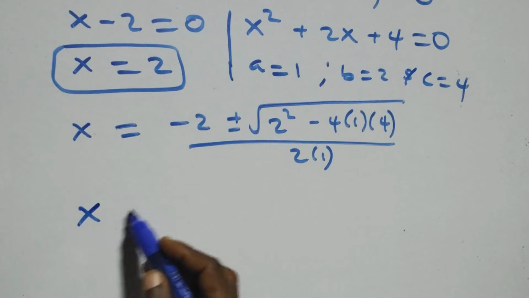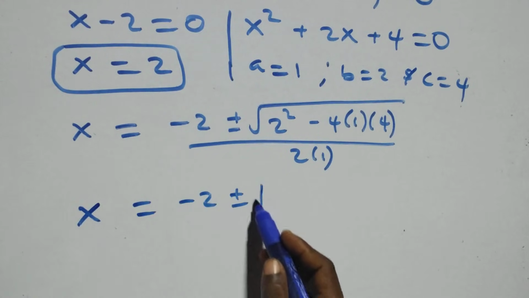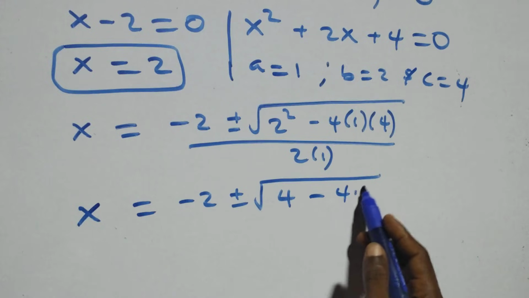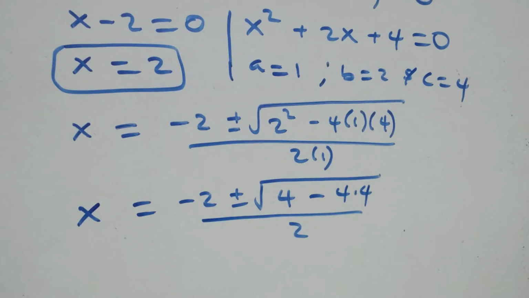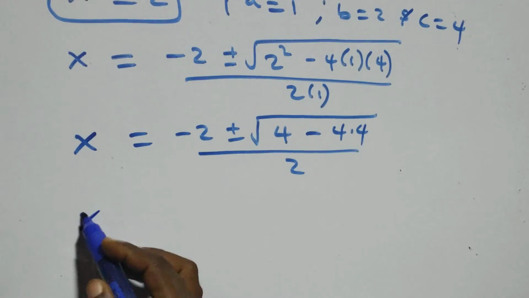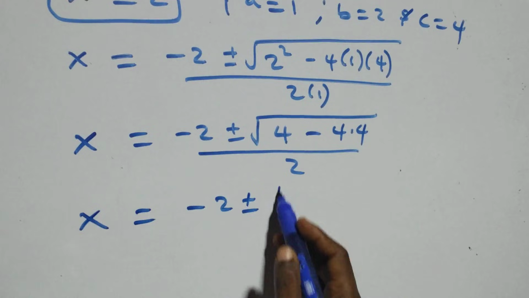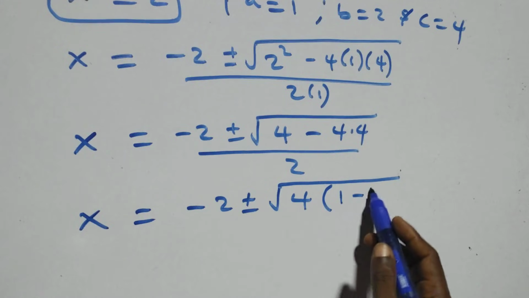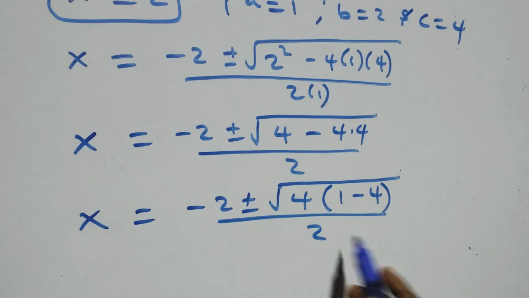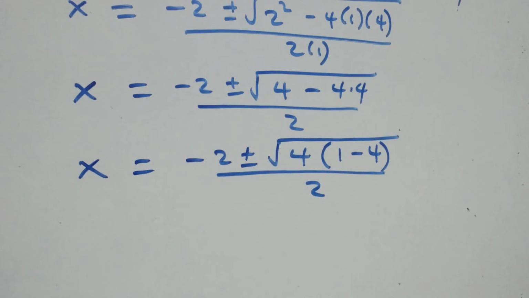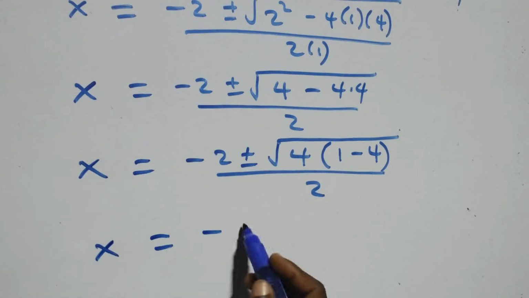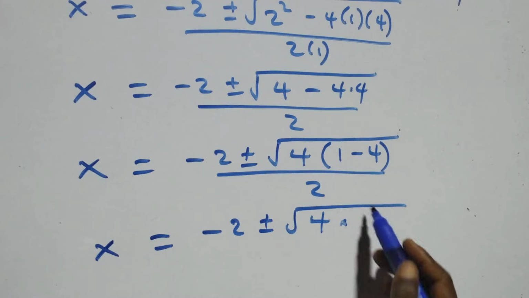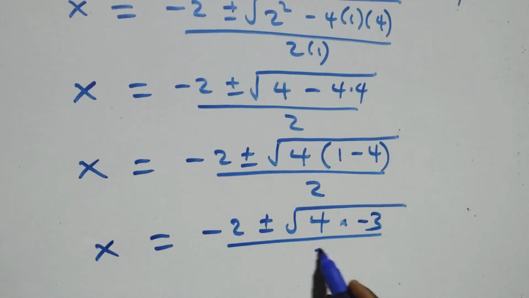This here we have x equals minus 2 plus or minus square root of 2 squared, that's 4, minus 4 times 1 times 4, that's the same thing as 4 times 4, all over 2, which implies we have x equals minus 2 plus or minus square root of, here 4 is common, we have 4 into bracket 1 minus 4 left here, all over 2. That is, here we have x equals minus 2 plus or minus square root of 4 times 1 minus 4, that's minus 3, all over 2 here.